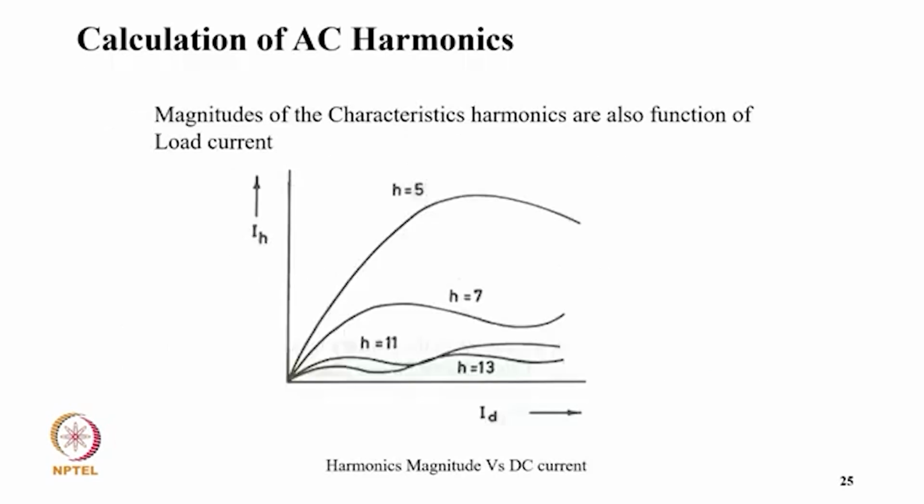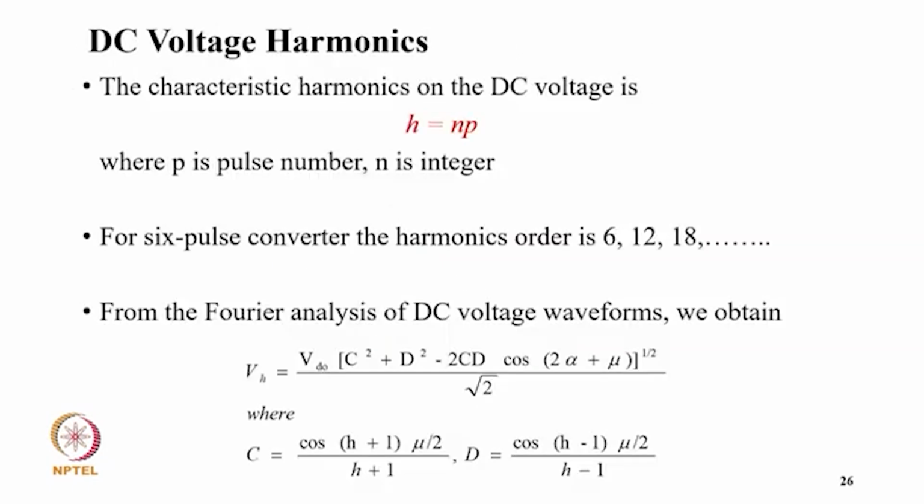So now the magnitudes of the characteristic harmonics are a function of load current. So you can clearly see how the different harmonics are there as a function of ID.